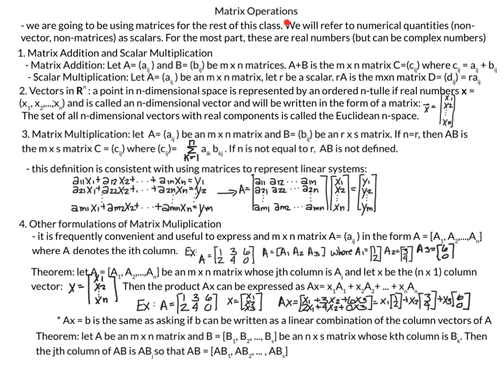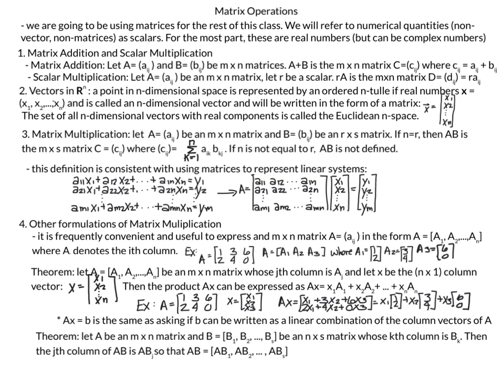So another thing we should talk about, in addition to matrices, is that we're going to refer to numerical quantities. By numerical quantities, I mean non-vector, non-matrices, just a number, as scalars. For the most part, these are real numbers. So real numbers we will call scalars, but they can also be complex numbers. And in my videos, I will be referring only to real numbers.